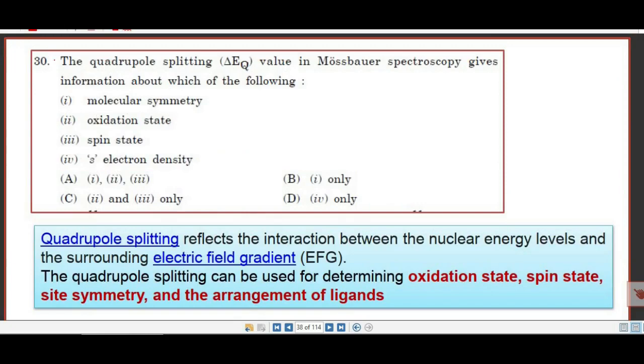Question number 30. The quadrupole splitting value of Mossbauer spectroscopy gives information about which of the following: molecular symmetry, oxidation state, spin, and s electron density? The quadrupole splitting reflects the interaction between the nuclear energy level and the surrounding electrons, that is, the electric field gradient. Quadrupole splitting can be used for determining oxidation state, spin state, symmetry, and the arrangement of ligands. Hence s electron density is not related to this, so option A is correct.